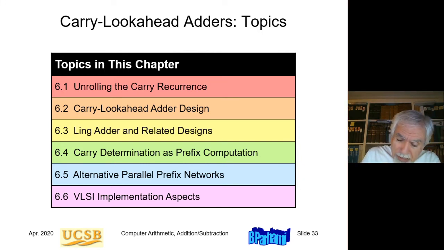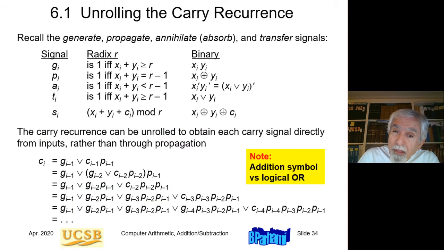Okay, so what is a carry-lookahead adder? Let's begin by refreshing our memory about the auxiliary signals G, P, and A. G is generate, so in binary it is X_i AND Y_i, the logical AND of the two bits of the operands. P_i is propagate, the logical XOR of the two bits of the operands in binary.